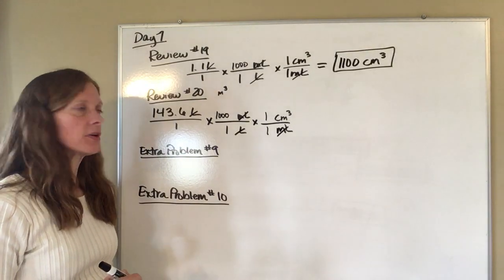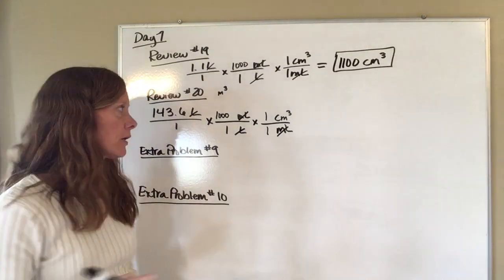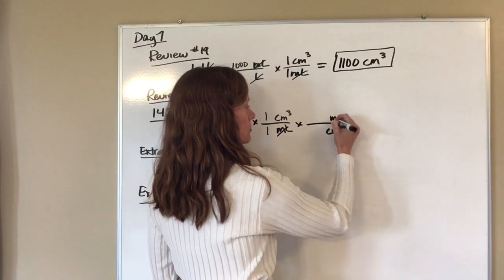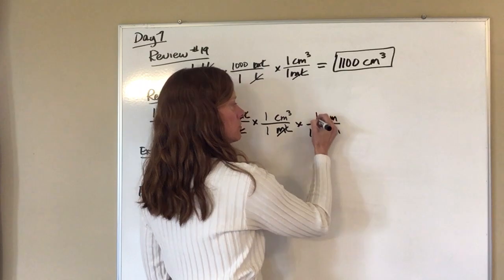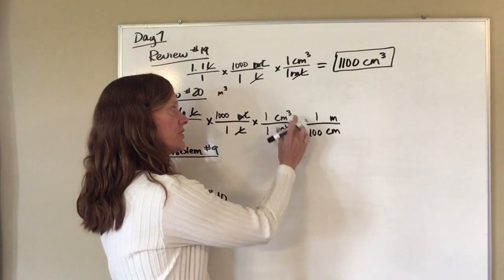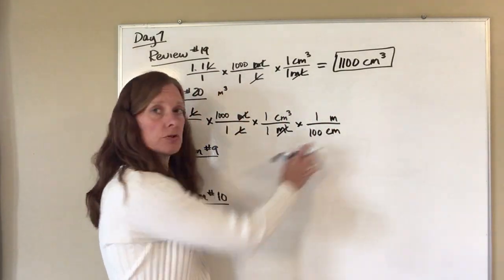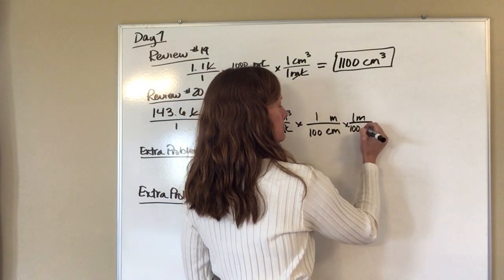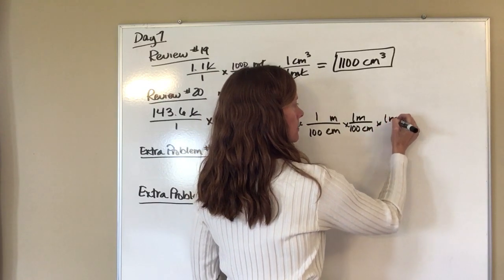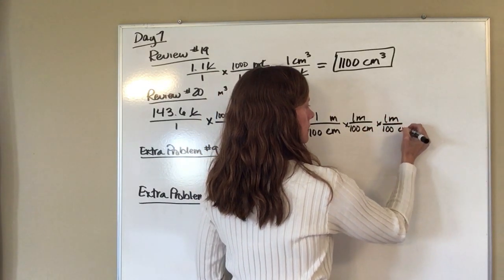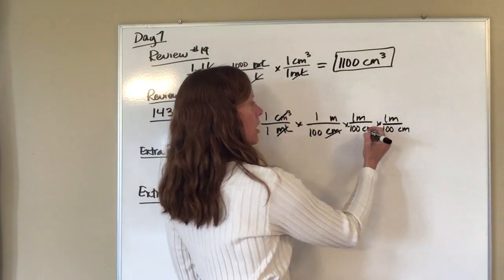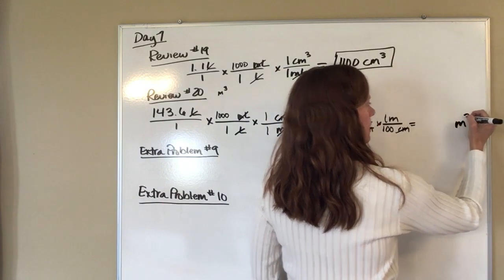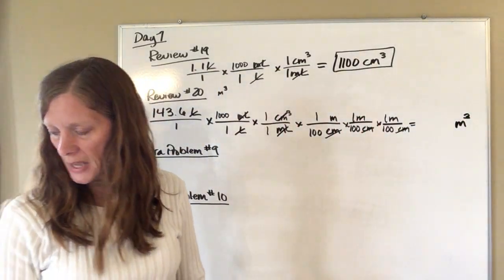In order to get from cubic centimeters to cubic meters, this is where you have to be careful, because what you know is that from centimeters to meters, there are 100 centimeters for every 1 meter, but this is cubed, so you have to be sure to do this 3 times. So I'm going to write this 2 more times to make a total of 3. And so now all of my cubic centimeters will cancel out, and I will have an answer in cubic meters, which is what was asked for.